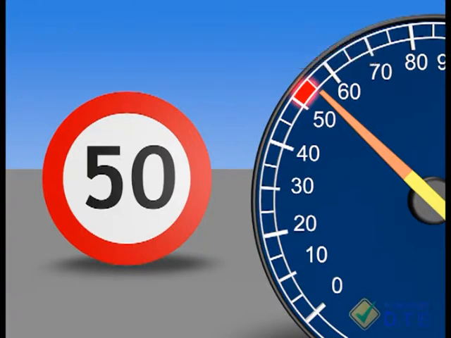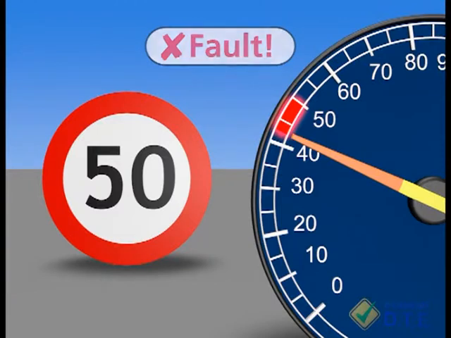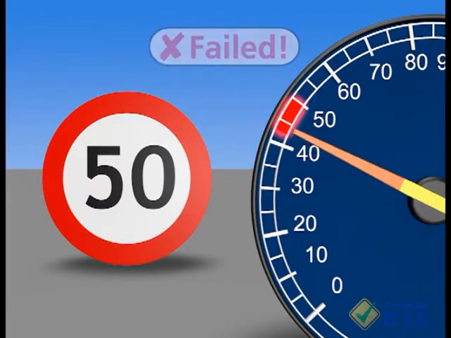Now, it's worth noting that if you overemphasize safety by travelling more than 5 km per hour under the speed limit when unnecessary, you may cause other road users to become impatient with you. They may take an unnecessary risk in order to pass. This style of driving can lead to faults building up against you, which could eventually result in a failed test.